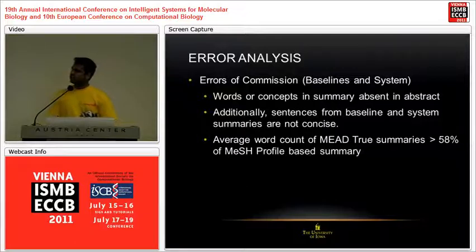We also calculated the errors of commission, that is words and concepts which are present in the summary but absent in the abstract. And one point here that is interesting to note is that in general the summaries from the baseline systems and even our system summaries were not as concise as the abstract. And generally for the baseline system summary, the number of words was around 15% more than the MESH profile-based summaries.